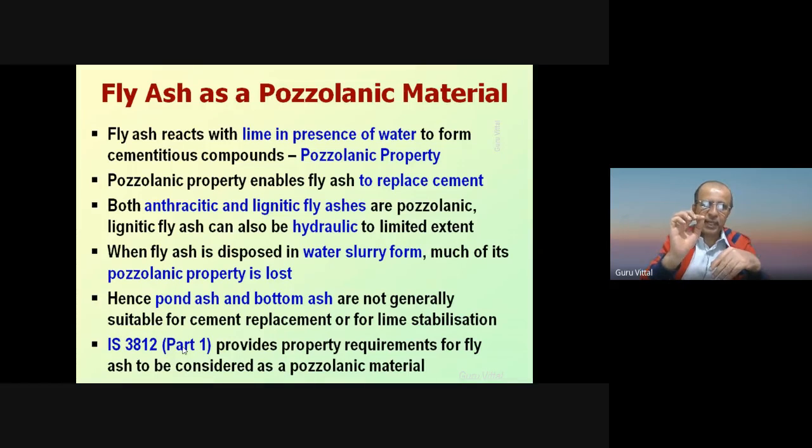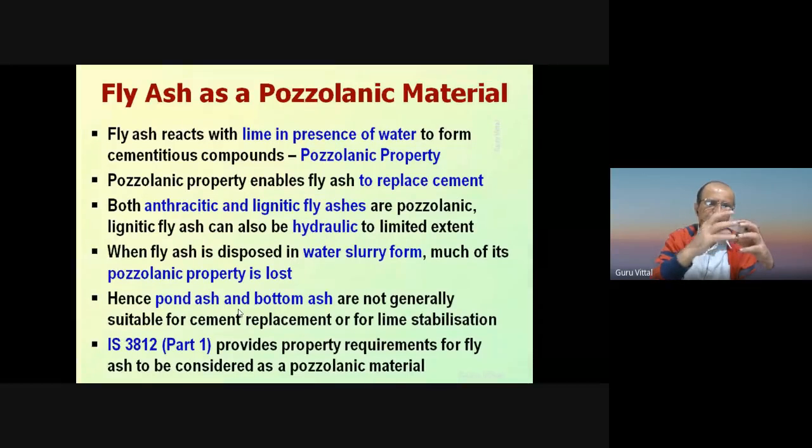The important point here is that pond ash and bottom ash are not generally suitable for cement replacement. We have to use dry fly ash collected from the ESP for cement replacement, because once the ash comes in contact with water, it loses its reactivity. Once it loses its reactivity, we cannot use it as a cement replacement. It will no longer be a pozzolanic material. That is why, before mixing with water, in a dry state itself, it should be collected pneumatically, and then we can use it as a cement replacement, and it has to be very fine grained also. The finer the grain, the higher the reactivity.